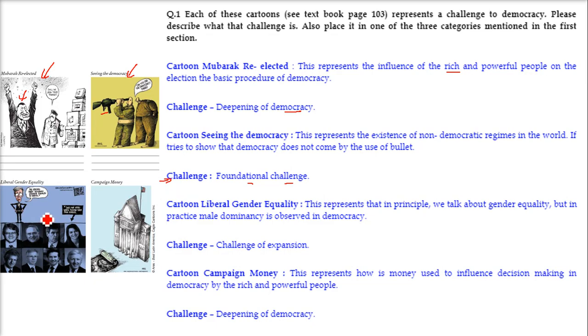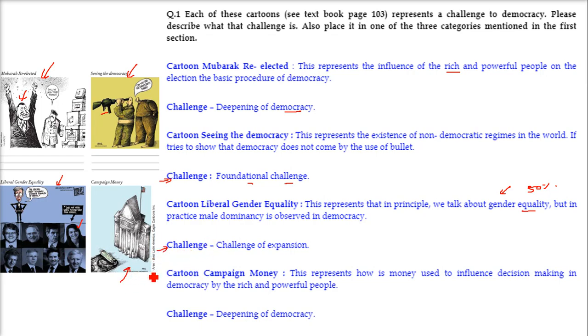Then here we have the cartoon which shows gender equality and inequality. So this represents that in principle we talk about gender equality. Everyone says that women should be given equality because they are 50% of the population. But in practice, we see males are dominant in democracy. See, only one woman is there. So this is the challenge of expansion.